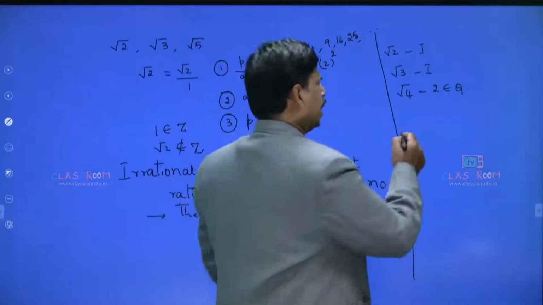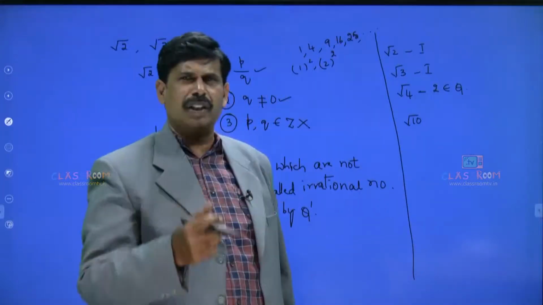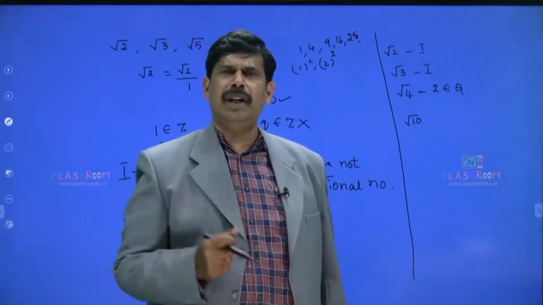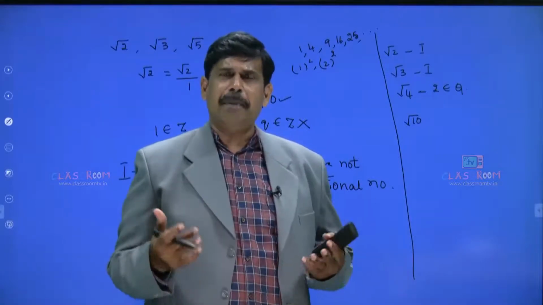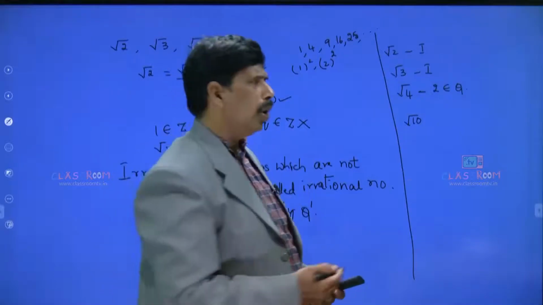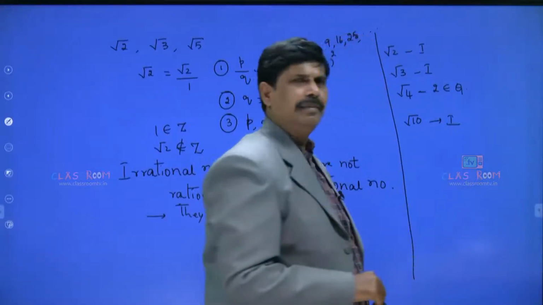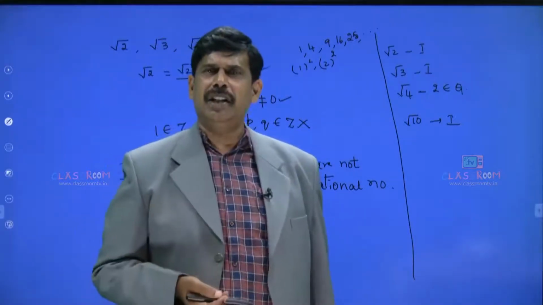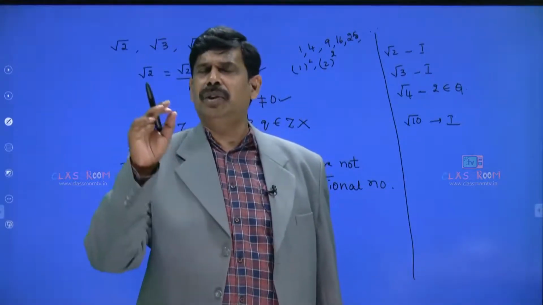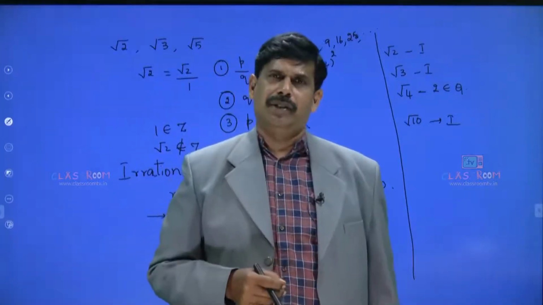Suppose I am taking root 10, for example. Now can you say whether it is rational or irrational? What is root 10? Is 10 a perfect square number? No, it is not a perfect square number. So the square root of 10 is not a rational number. So the answer is irrational. So the numbers which are not rational, they are irrational numbers.